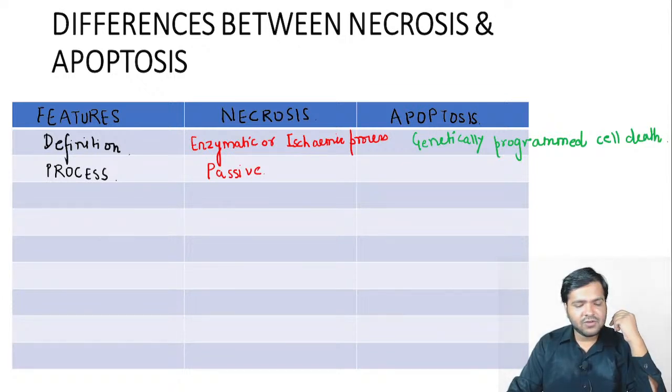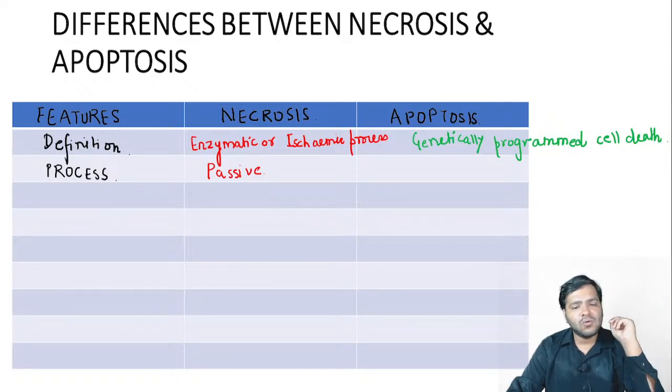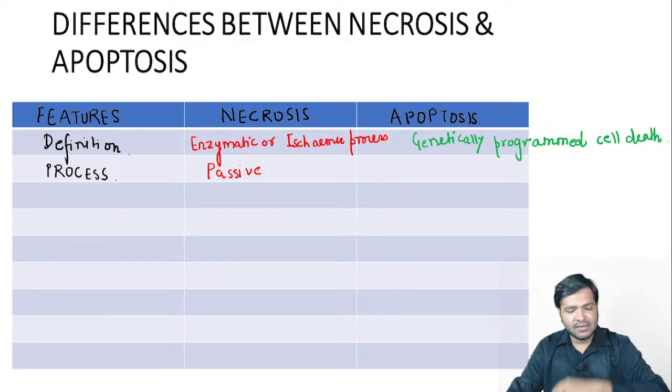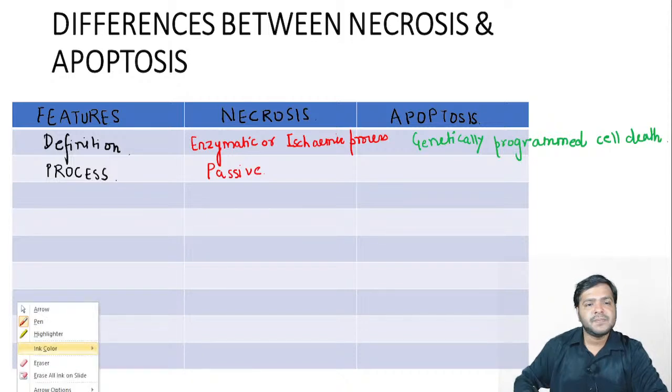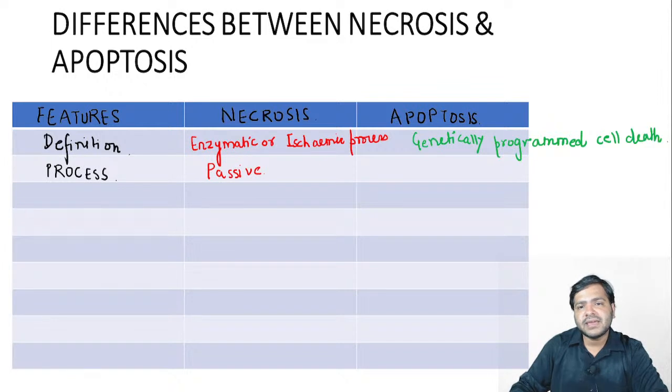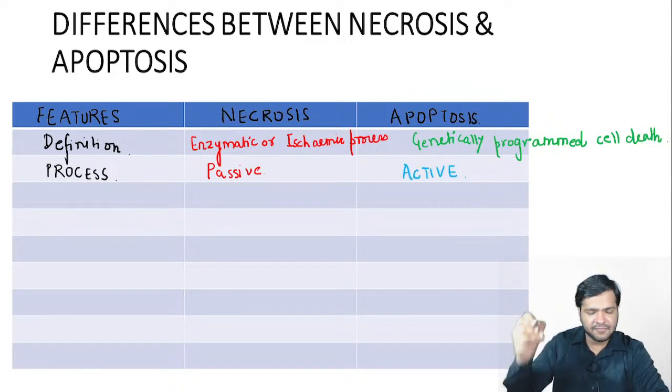Yes, Kanchandeep, very good. It is without energy. Necrosis is taking place without energy, whereas when I compare necrosis with apoptosis, it is taking place with the help of ATP. Yes, Sakshi Kumari, very good. No ATP is required, whereas apoptosis is an energy dependent process, or I can simply say it is an active process.